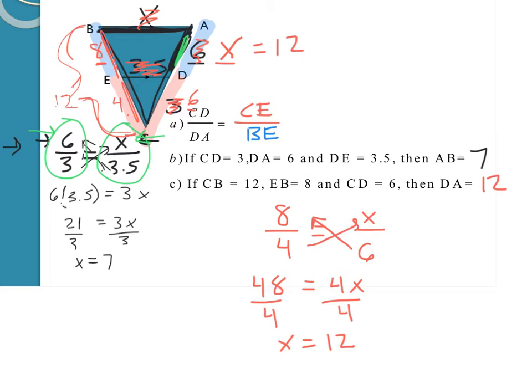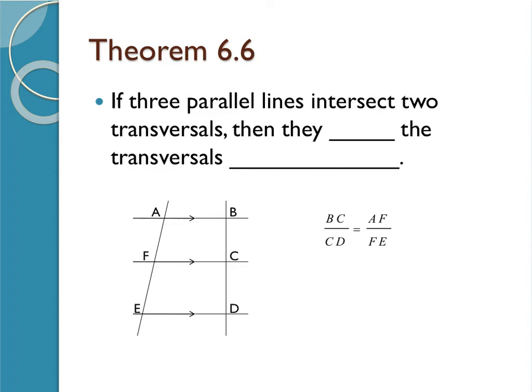Okay, any questions on this one? Okay, our next theorem states if 3 parallel lines intersect 2 transversals, then they divide the transversals proportionally.